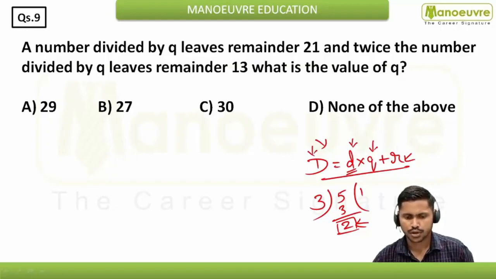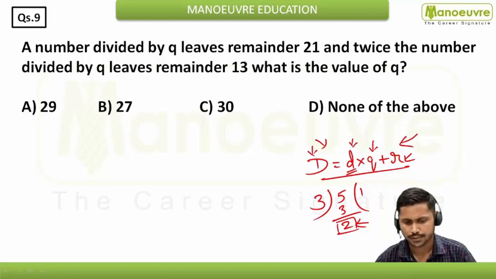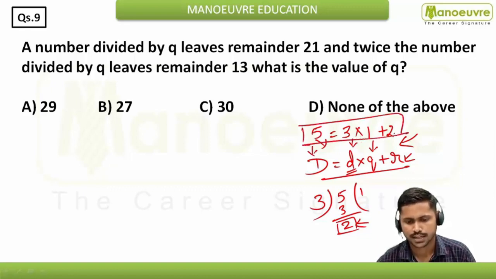If you put these in this formula, you will get this dividend as 5. So here I'm putting your remainder as 2, your quotient as 1, and divisor 3. So you will get 3 ones are 3, plus 2, 5. So this is how it works.